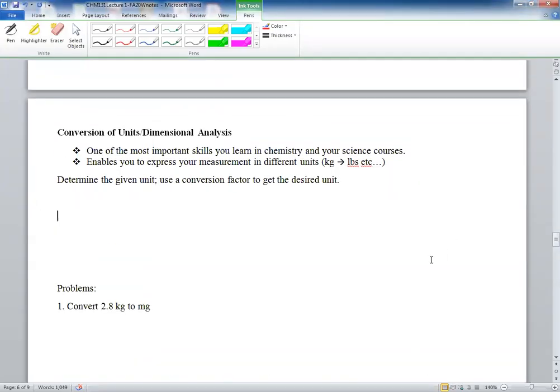Dimensional analysis, or conversion of units. As I state here, it is one of the most important skills you learn in chemistry and other science classes. The reason why it's important is because science always has units, measurements, of course, that you have to conduct, and there are various measurements like volume, mass, temperature, and so on and so forth. So it is important that you are able to convert from one unit to another and from one dimension to another.